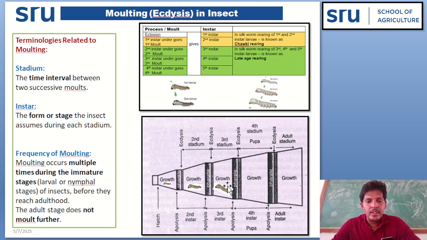Frequency of molting. Molting occurs multiple times during the immature stage of the insect, that is in larval and nymphal stage, before they reach the adult stage. The adult stage does not molt further. So molting is there only in immature stage, that is in larval and nymphal stages.